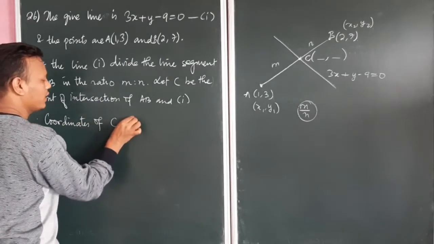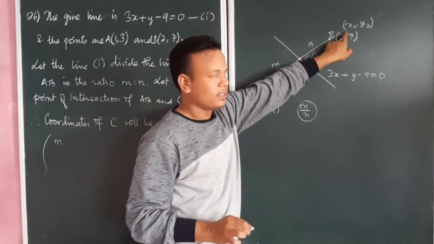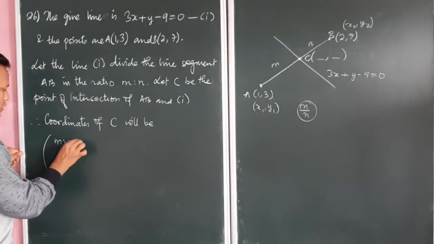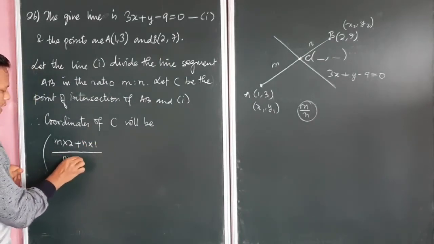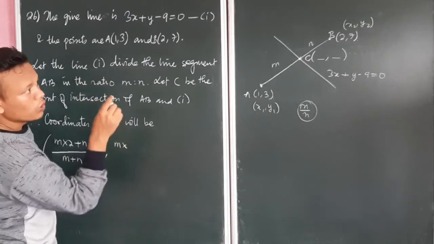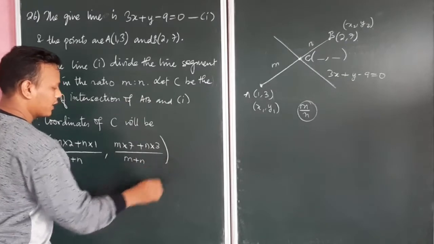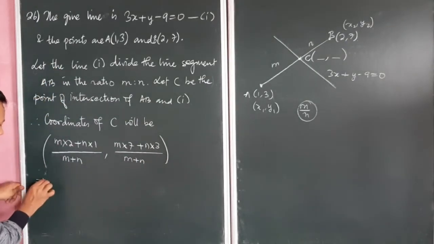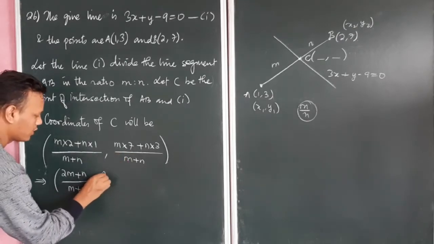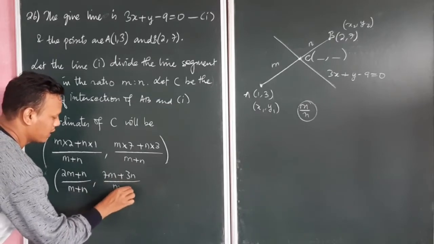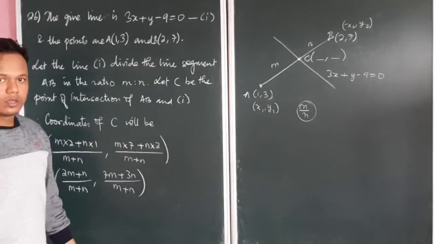Coordinates of C, using the section formula, will be m into x2, where x2 is 2, so m into 2 plus n into x1, where x1 is 1, divided by m plus n, comma, similarly m into y2, where y2 is 7, plus n into y1, where y1 is 3, whole divided by m plus n, right? So this is the coordinate. Let me write it in a simpler manner: 2m plus n by m plus n, and 7m plus 3n by m plus n. Now this is the coordinate of C, and we know that C lies exactly on the line. I am erasing that diagram, so you may pause the video to note down that particular diagram.